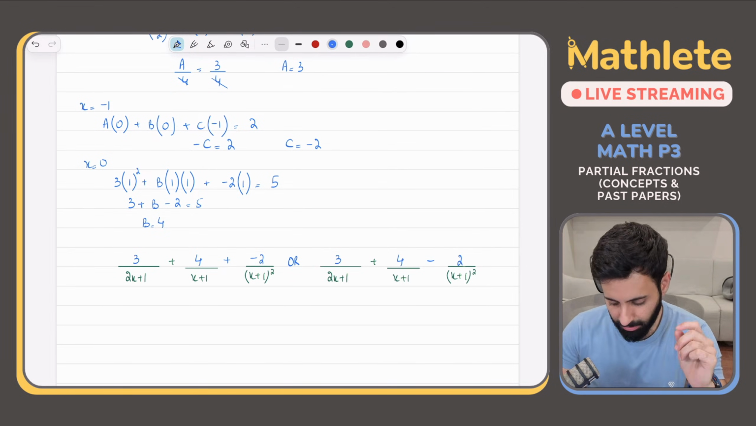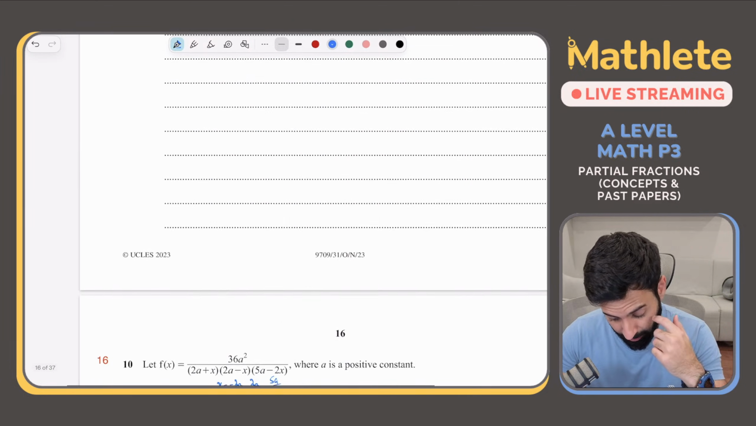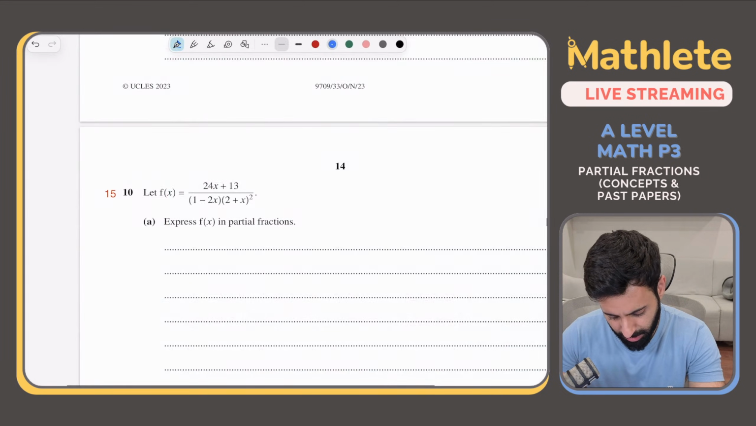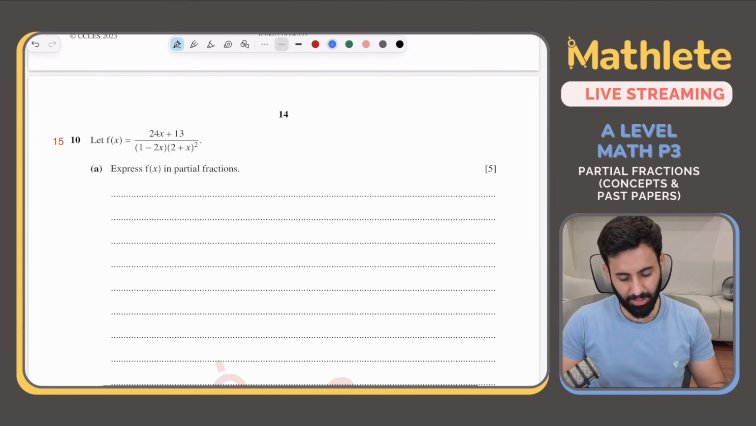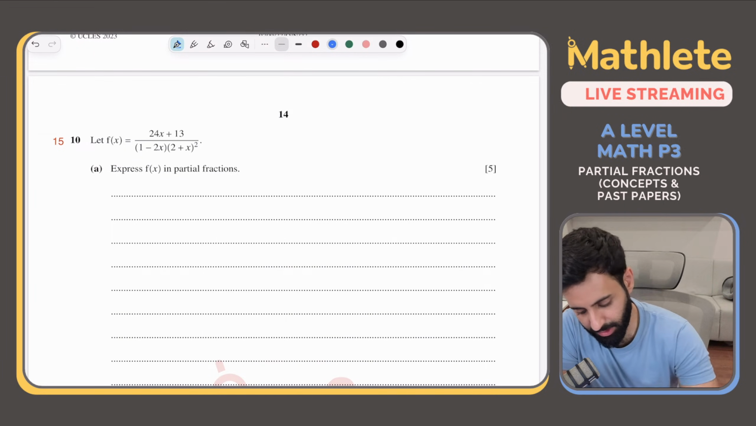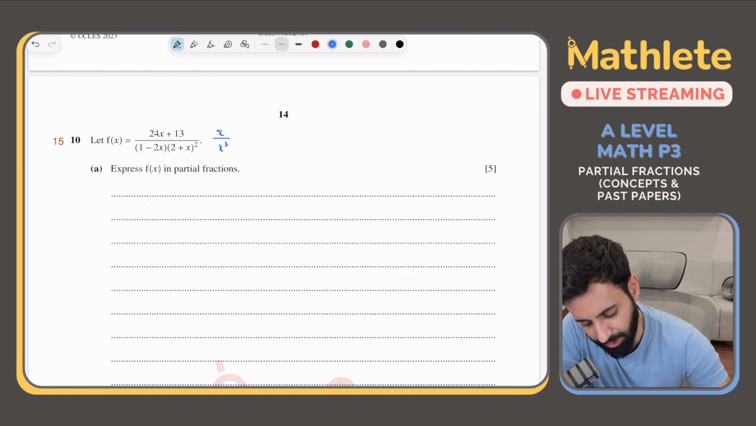So let's do some past paper questions which follow this concept, where the denominator has a repeating linear factor. I think this was one. Yeah. So first test, is this a proper fraction? Yes, it is, because the maximum power in the numerator is 1. The maximum power in the denominator is x cubed. So this is definitely a proper fraction. Now what do we do if it's not a proper fraction? That's something we're going to discuss later on.